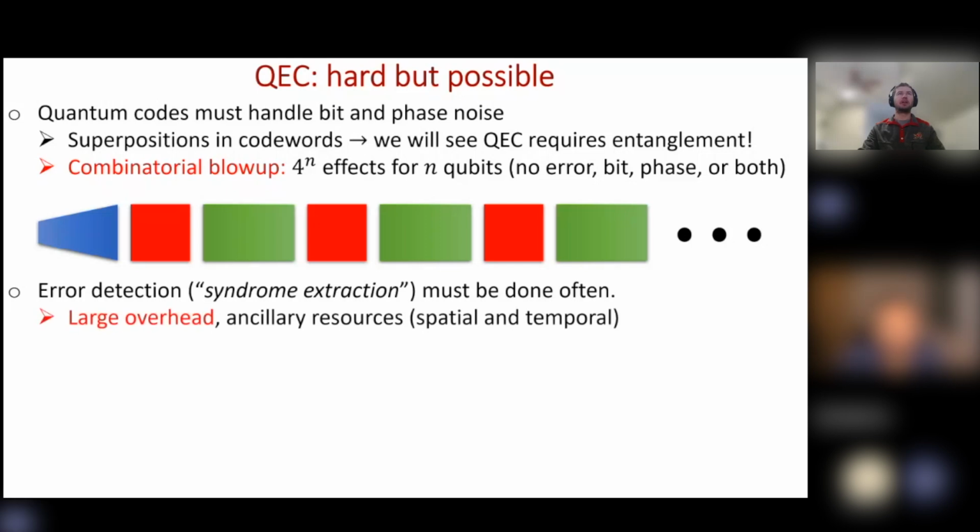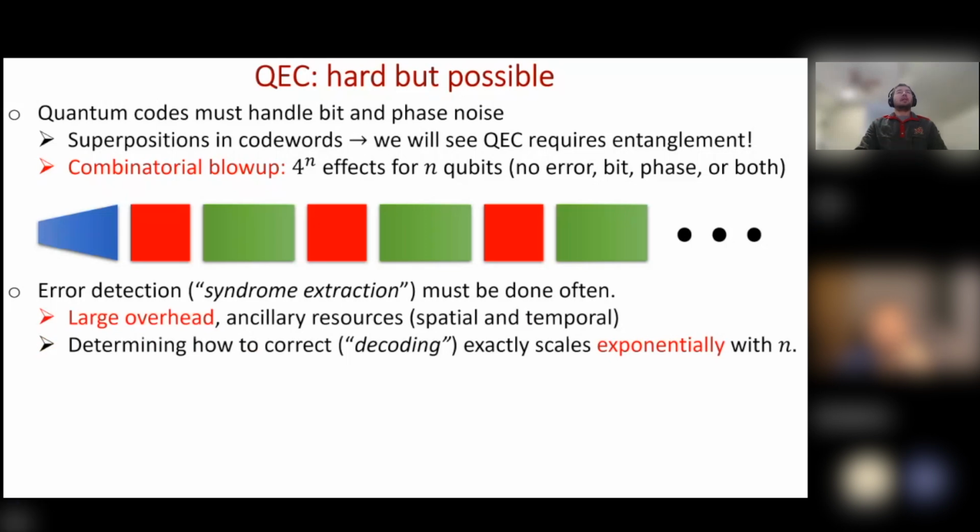This part, the green part, I drew as a long rectangle. It requires a lot of overhead. So you can't just encode and let it sit there. You have to constantly check in on this code. And the checking in requires ancillary resources, both in space, namely the boxes, and, for the best effect of being able to figure out what your information is, in time as well. So there's a big price to pay.